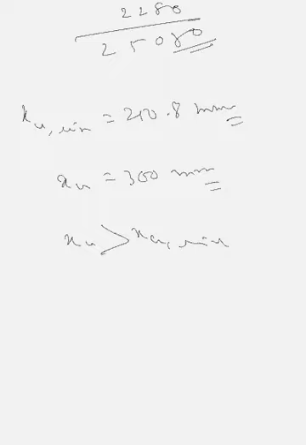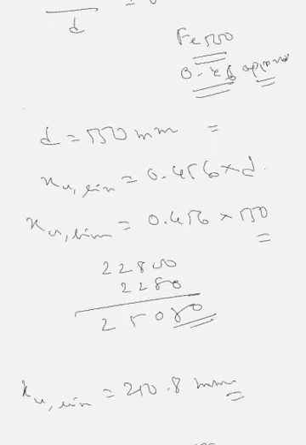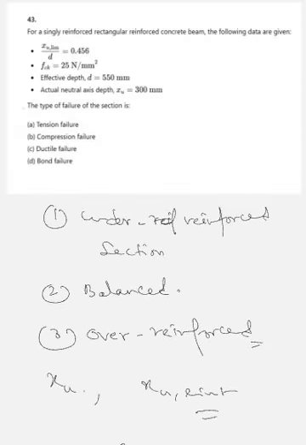Now let's connect this to the options. Option A is the tension failure. Tension failure occurs when steel yields first. That happens in the under reinforced sections, but here XU is greater than XU limit. So not the tension failure. Now come to option B, the compression failure. Compression failure occurs when concrete crushes first. That happens in the over reinforced section. This matches our case.